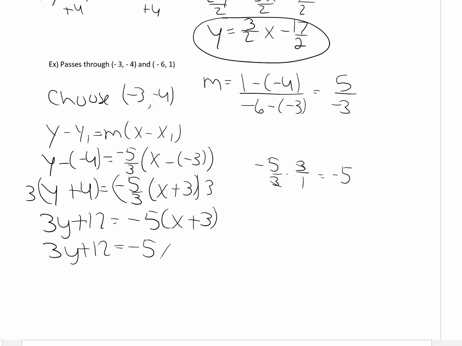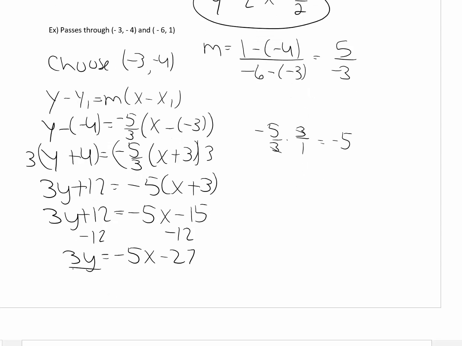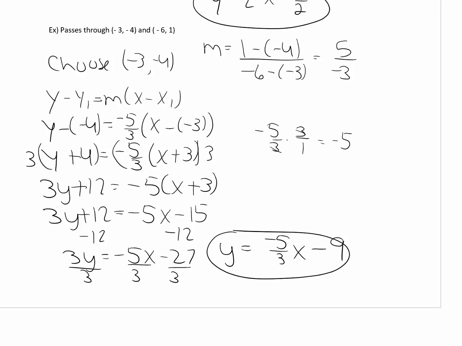Distribute. Subtract the 12. And divide by 3. Again, you should check both of these ordered pairs to make sure they both come out to be true statements. We're done here.